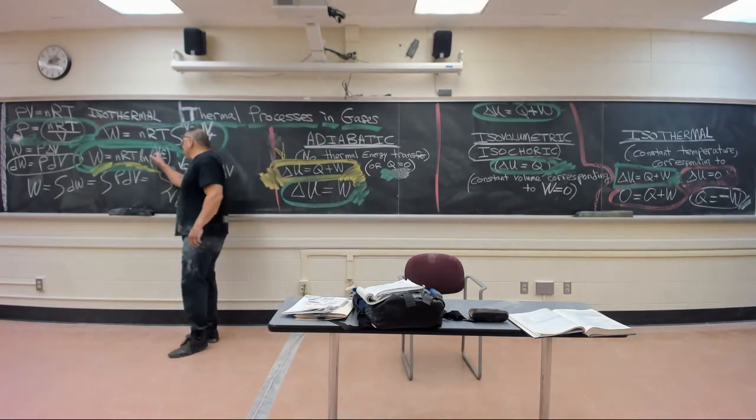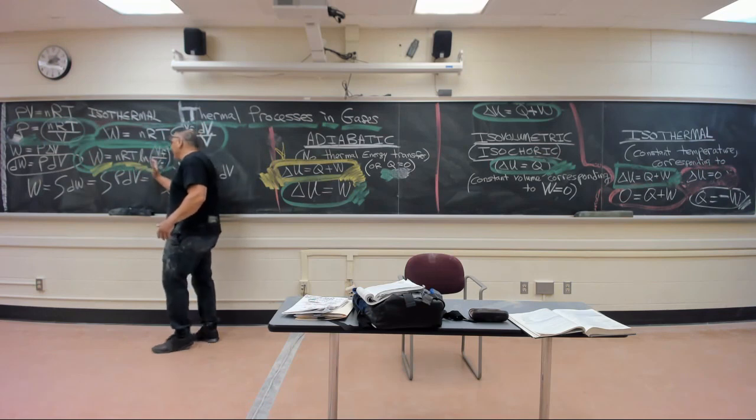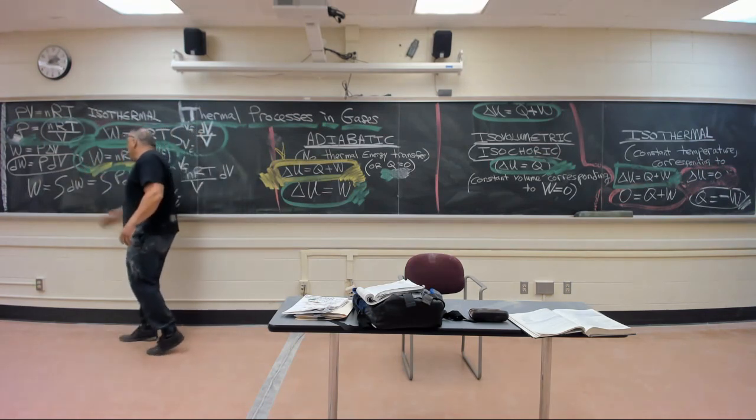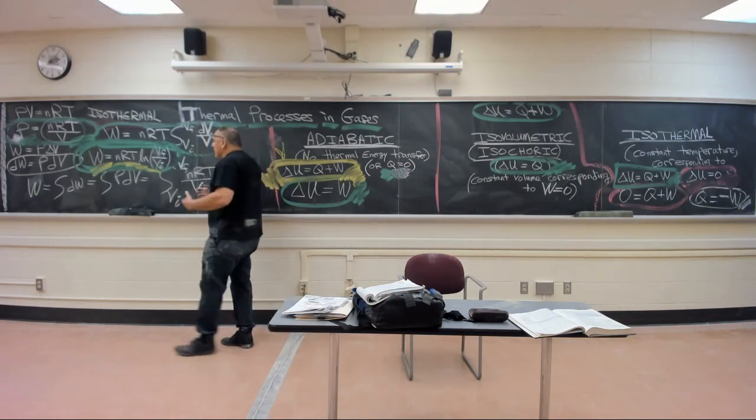If VF is big and VI is small, this is a positive ratio. It's always a positive ratio as far as we're concerned. But this is a big number, that's a small number. Positive big divided by positive small is a number bigger than 1. ln of a number bigger than 1 is a positive number. Positive work was done to the environment.